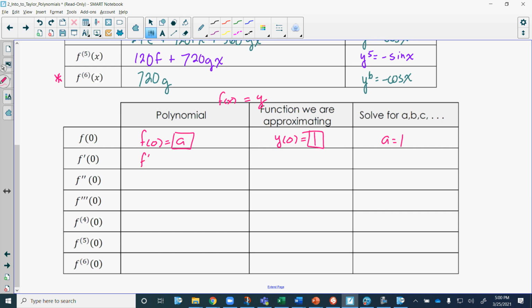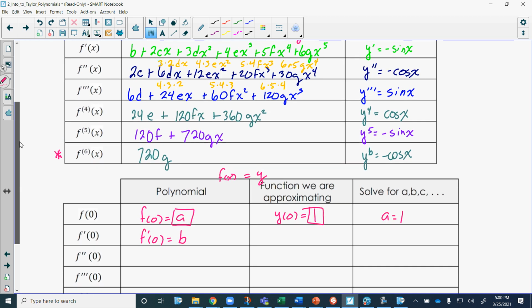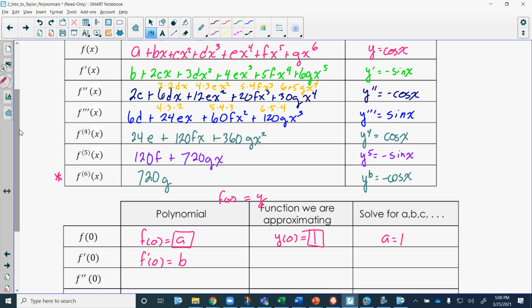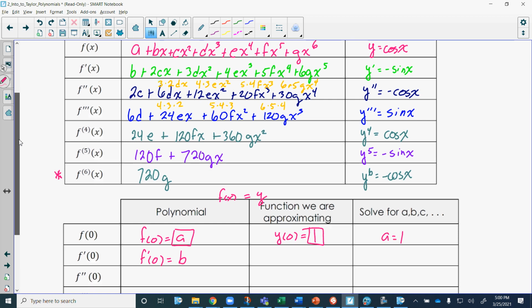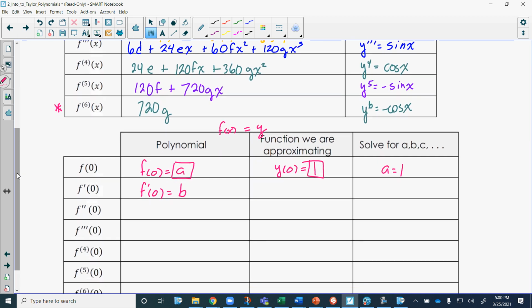So let's say f prime of 0 in this case is going to be b. If we just plug in 0 into f prime of x, everything's going to cancel out except for b. So y prime of 0, just like on the previous table, gives me a 0. And so in this case, b is equal to 0.